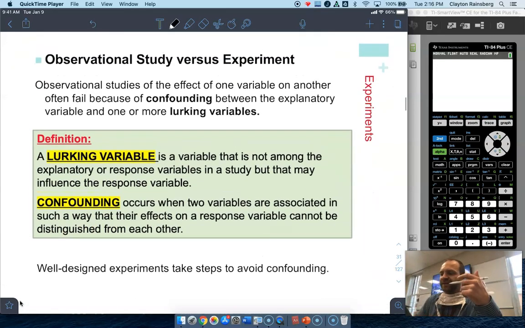So when you're dealing with these, observational studies of the effect of one variable on another could often fail because there's confounding variables between them. A lurking variable is a variable that is not among the explanatory or response variables in a study that may influence the response variable. Confounding occurs when two variables are associated in such a way that their effects on response cannot be distinguished from each other. The one you really want to focus on is confounding.